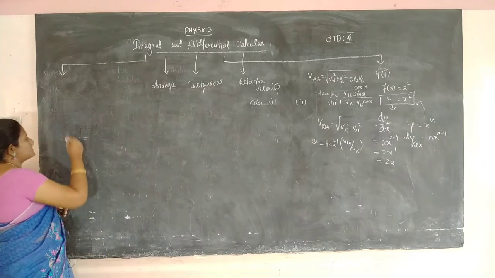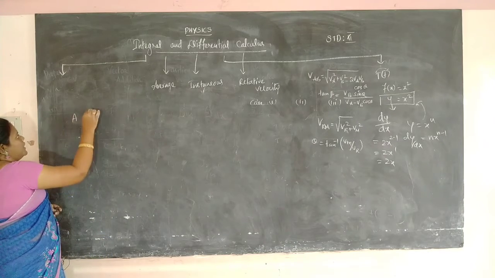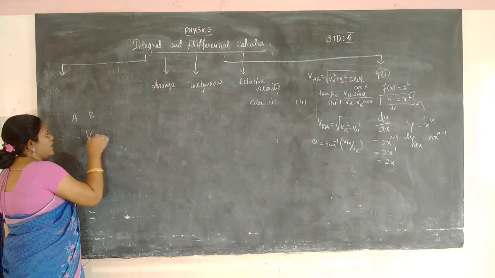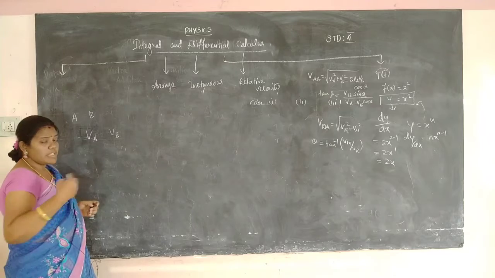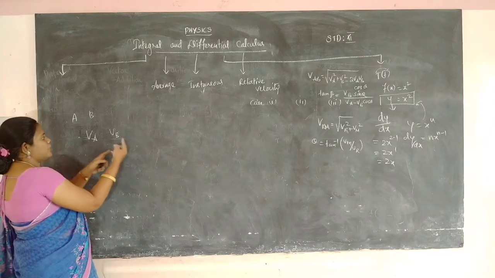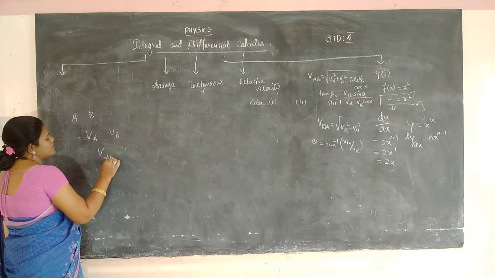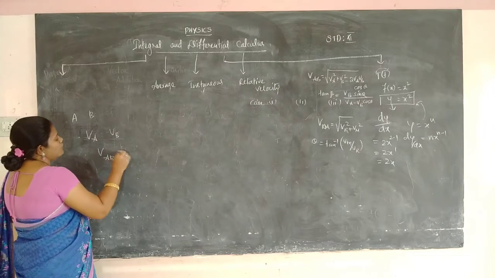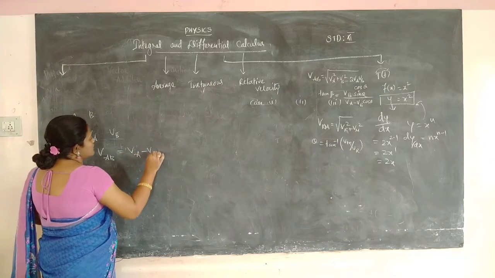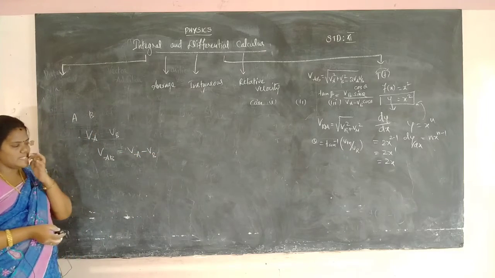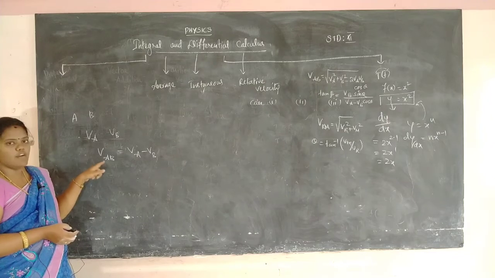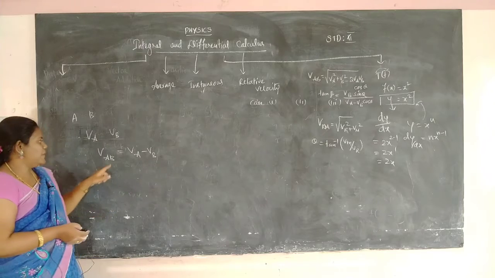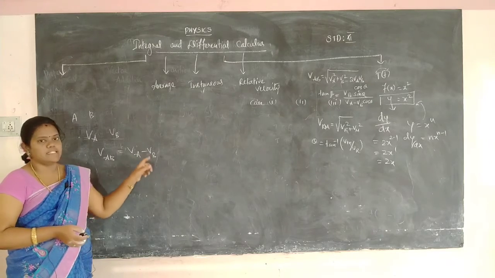So first, relative velocity. For example, take A and B. A is an object, B is an object. We are taking the velocities VA and VB. I have to compare the velocity of A with respect to B. So VAB, this is the relative velocity: velocity of A with respect to B. So VAB is equal to VA minus VB.